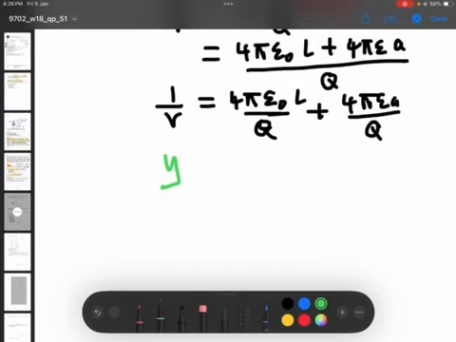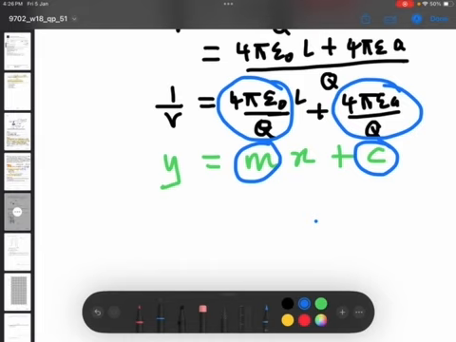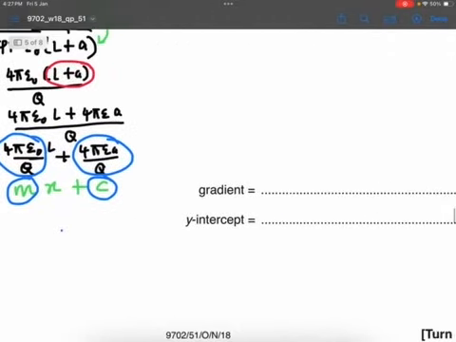If this is going to be on the y-axis and L is going to be on the x-axis, then I can write this equation of a straight line corresponding to everything. M corresponds to this, X corresponds to L, C corresponds to all of this, and Y corresponds to 1 over V. Since M in the equation of a straight line is the gradient, we have found the expression for the gradient and the expression for the y-intercept. So we can now successfully write those expressions in the space provided.